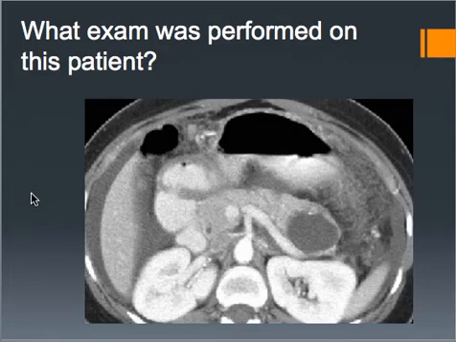What exam was performed on this patient? Again, this is a CT abdomen. You can see both the kidneys right here. A little bit of the spleen. Here's the pancreas. Liver starting to show up. And you've got the air in the stomach right here. So make sure that you can differentiate between an abdomen and a chest CT.